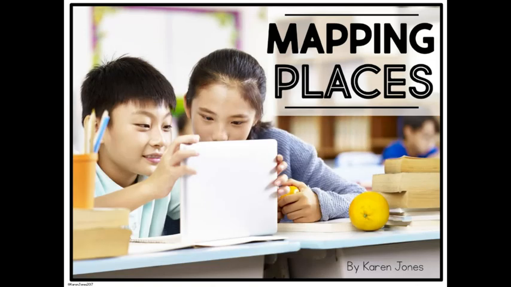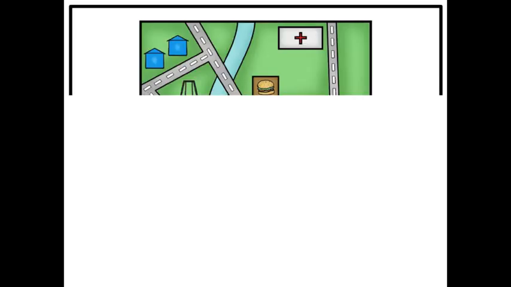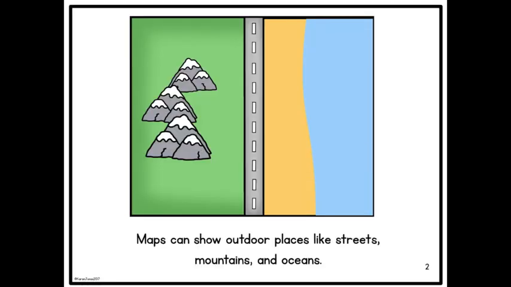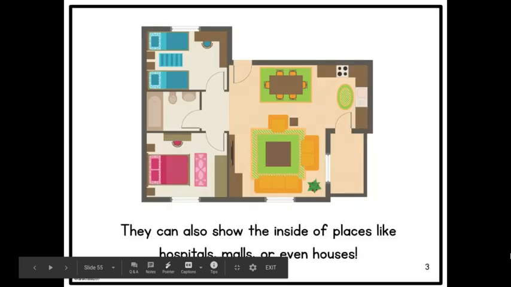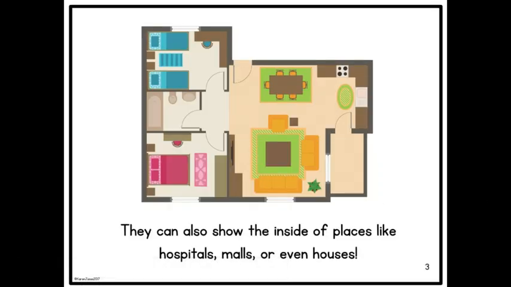But first, we're going to read a story called Mapping Places by Karen Jones. A map is a picture of a place. Maps show us where to find things or places, and that's something that we learned yesterday. Maps can show outdoor places like streets, mountains, and oceans. Like here, mountains, there's the street, and there's the ocean. But they can also show you the inside of places like hospitals, malls, or even houses.